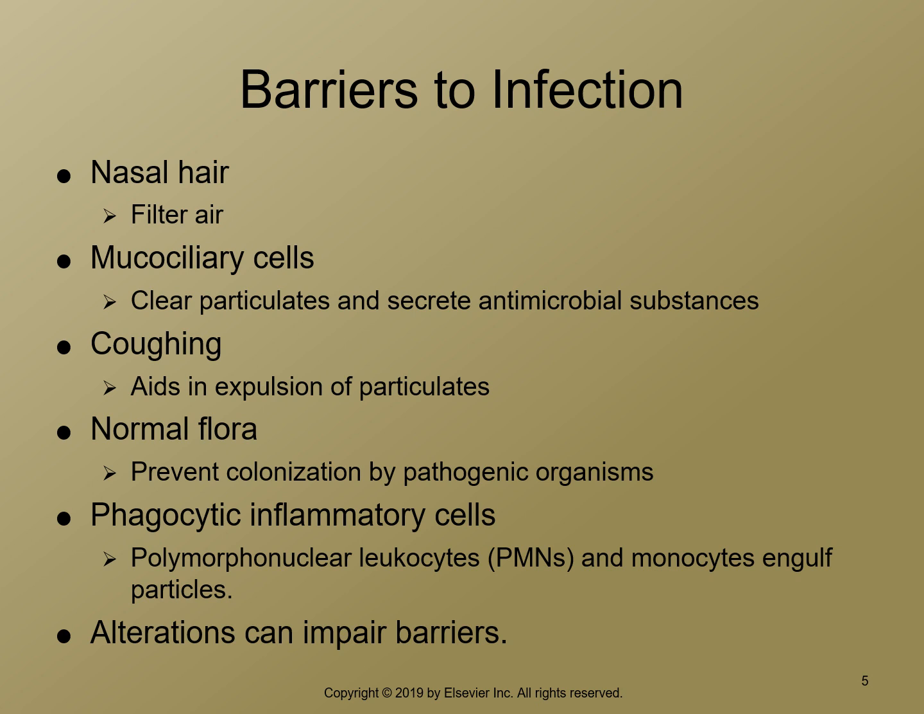Some innate defenses of the respiratory tract include secretory immunoglobulins or antibodies, defensins, which are various enzymes, and phagocytic inflammatory cells, such as polymorphonuclear leukocytes and monocytes that engulf particulates or pathogenic organisms.